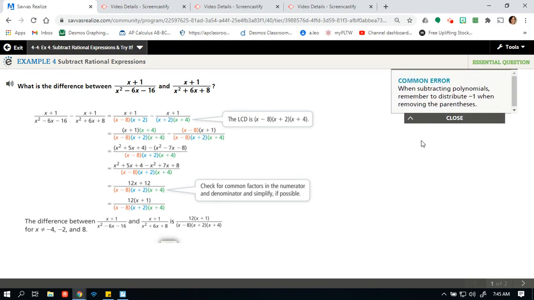The common error here is when subtracting polynomials, people forget to distribute that -1 when removing the parentheses. That's why it's good to keep these parentheses to make note that you do have to distribute that.